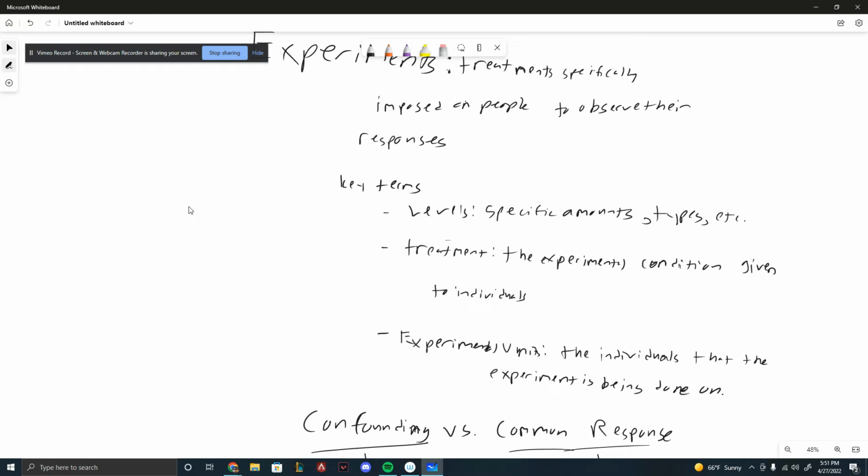So something like this could be, let's say, how does TV affect someone? Maybe they would show one group of people an hour of TV and the next group 2 hours of TV, then give them a performance task after to see how their cognitive ability is affected. Some key terms to know are levels, which are specific amounts or types of something. Let's say one level could be an hour of TV, another level could be 2 hours of TV. A treatment is the experimental condition given to individuals.